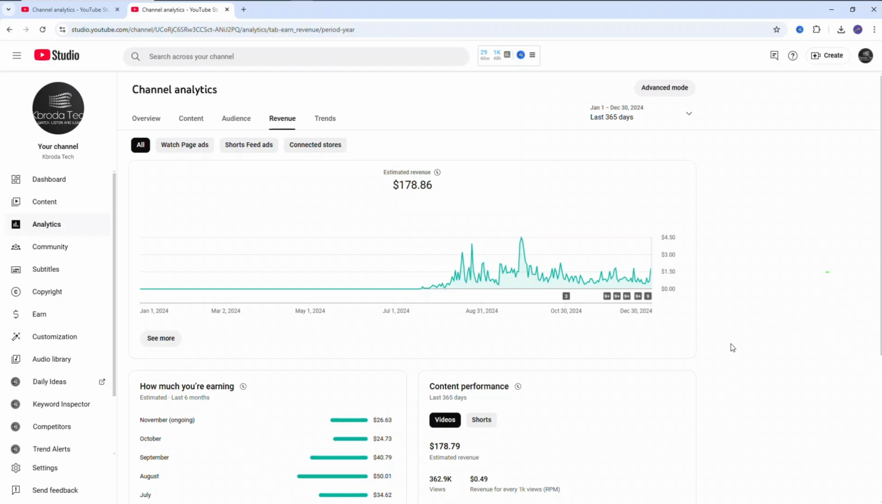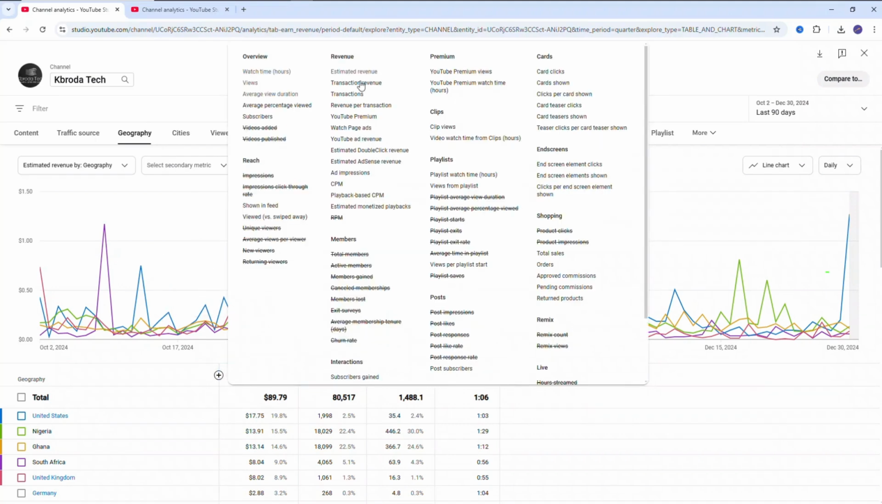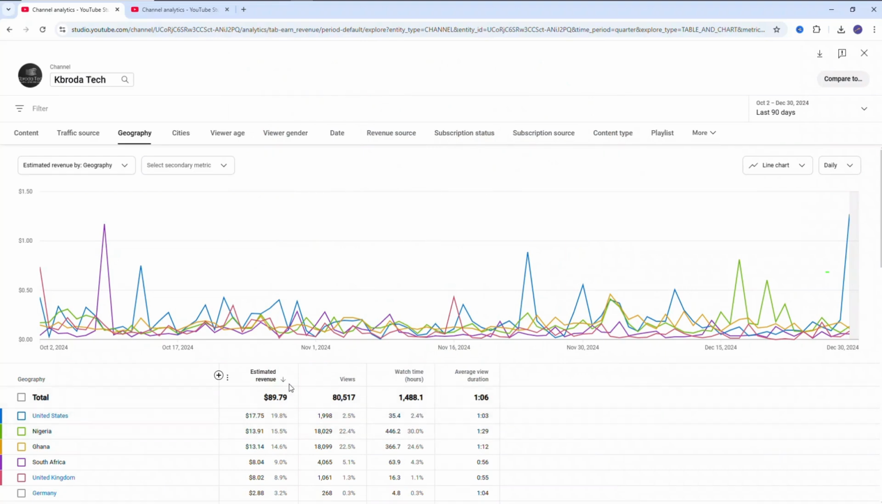If you have a lot of viewers from the US, it means they are going to take a lot of money from you. But if you have fewer viewers, it means they're going to take less money from you. So to do this, let's hop on our YouTube Studio, Analytics, then Revenue, then Advanced. On here we move to Geography, and then we choose Revenue, something like that. So you can see you have this revenue bar on this side.